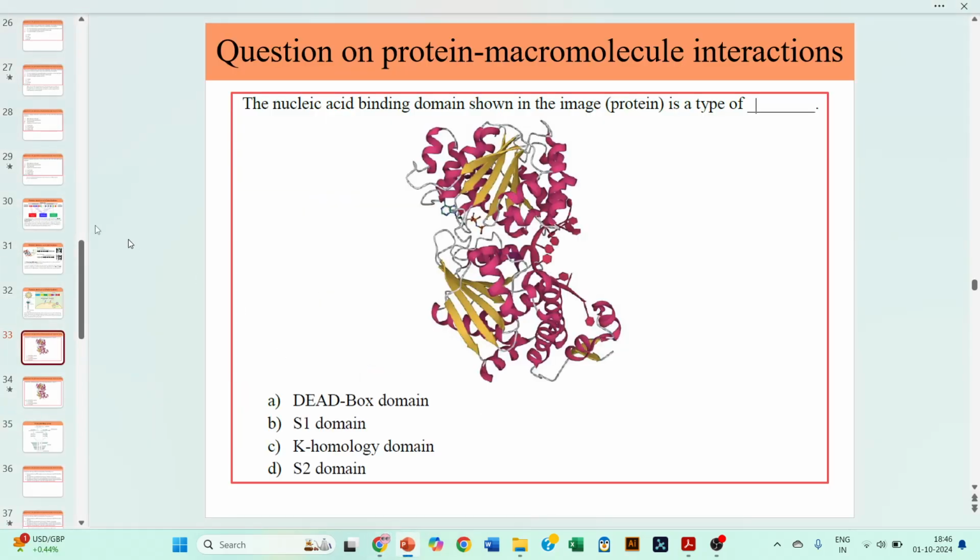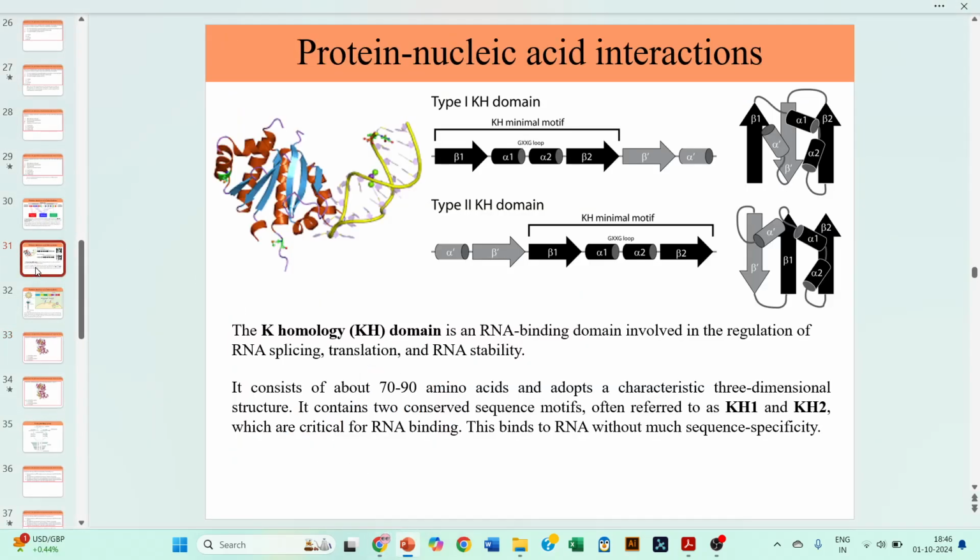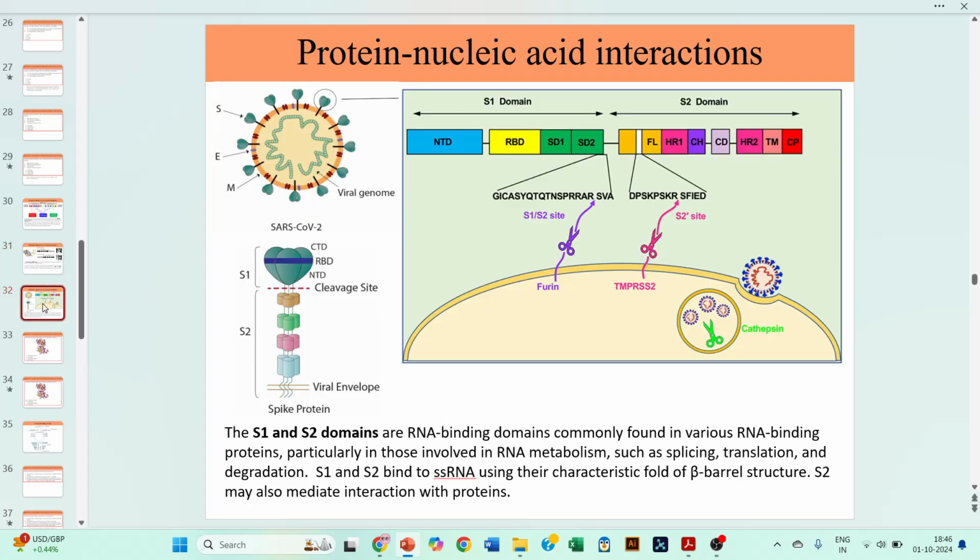Let us go back to these figures and see. If you remember, this is the RNA binding domain and these are other domains. You can look at the topology diagram for S1 and S2 also. That will help you out.